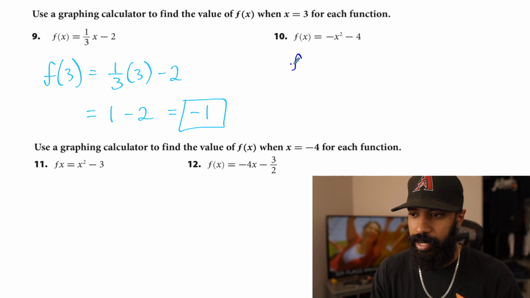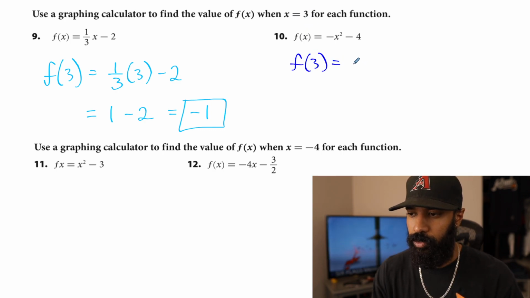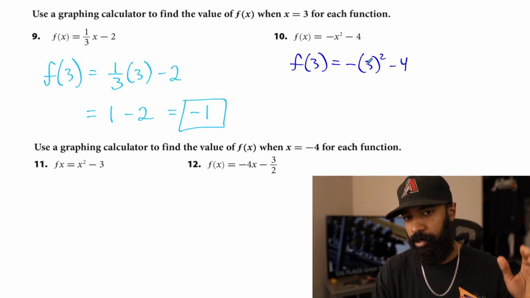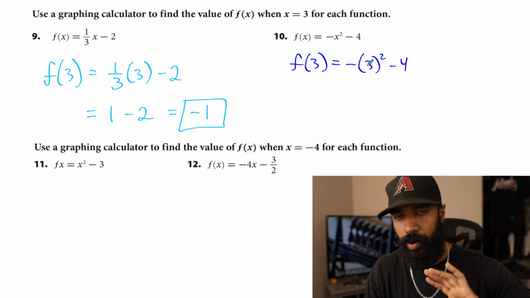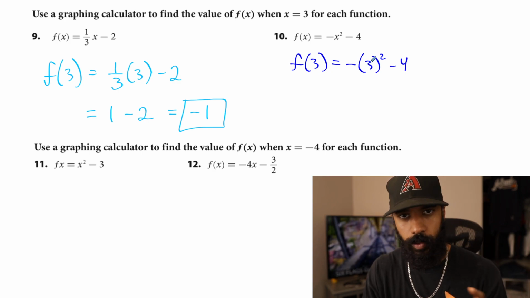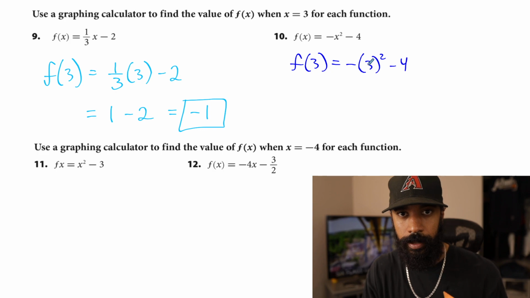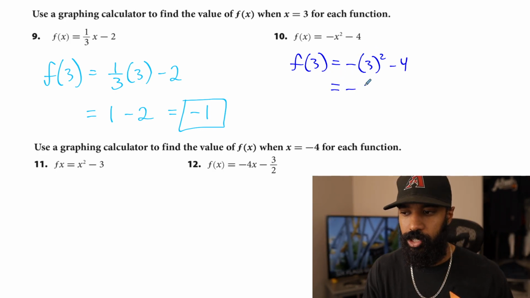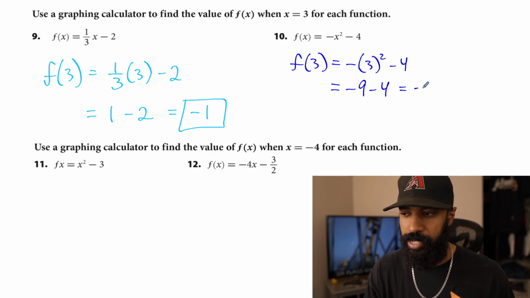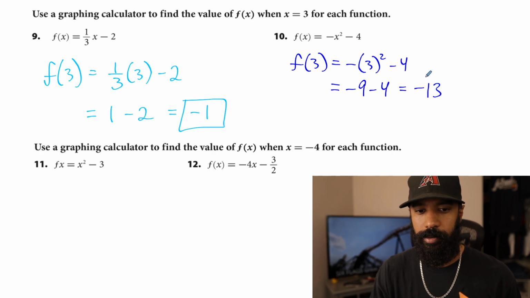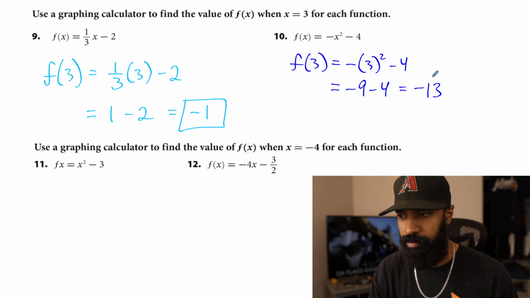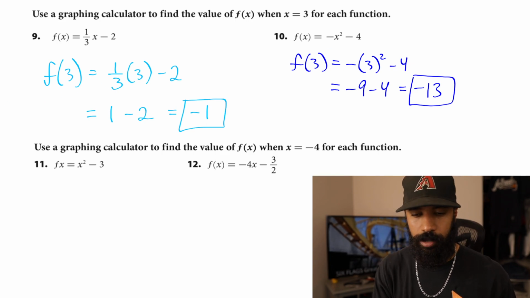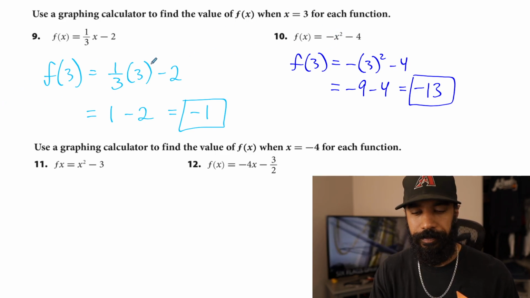Now substitute 3 into here. F of 3 equals negative 3 quantity squared minus 4. And remember how the parentheses are, this time I'm only squaring the number 3. I'm not squaring negative 3. I'm squaring 3. 3 squared is 9. The opposite of that gives me negative 9. So negative 9 minus 4 is negative 13. Order of operations are so crucial for problems like these because you can really make the mistake of squaring a negative to make it positive when it shouldn't be, because that negative exists on the outside.